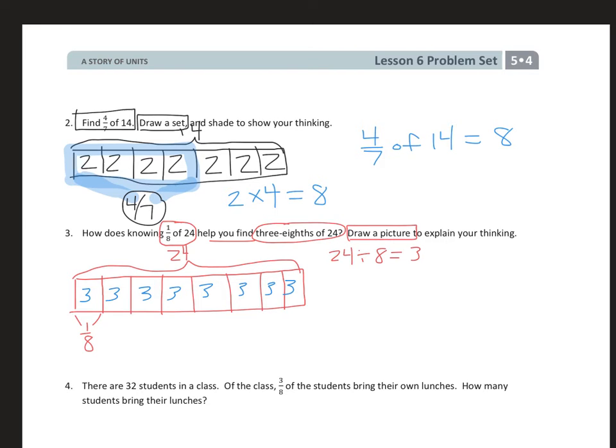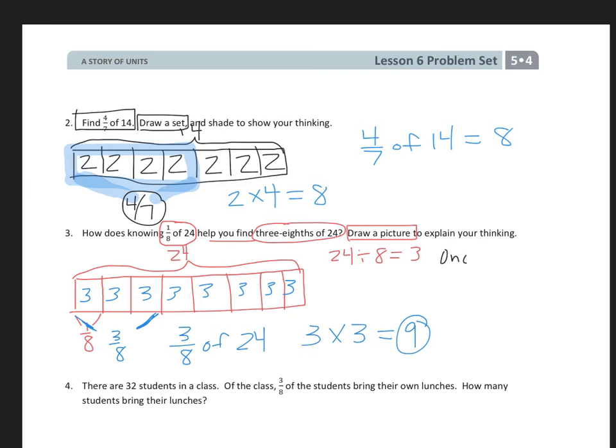1/8 is 3. Now, how do we figure out what 3/8 of 24 is? Well, if one box is 3, and we need to know what 3 boxes are, that would be 3/8. We can take the number 3 that's in each box and multiply it by the number of boxes that we need, which is 3, and we get our answer of 9. So 3/8 of 24 is 9. And we'll squeeze in a little explanation.